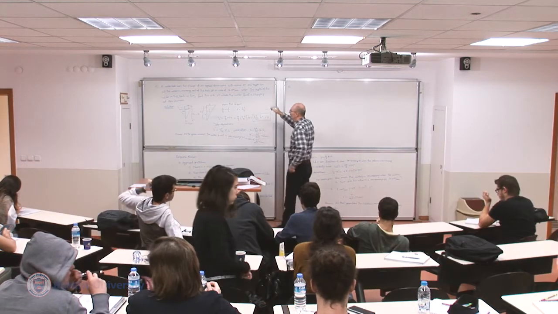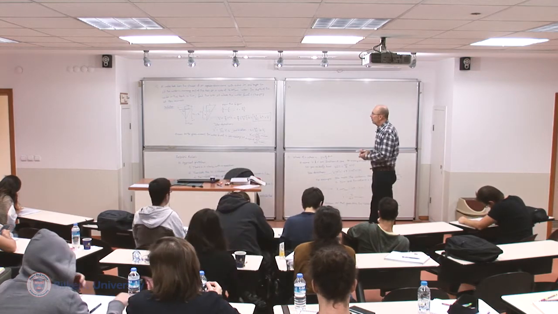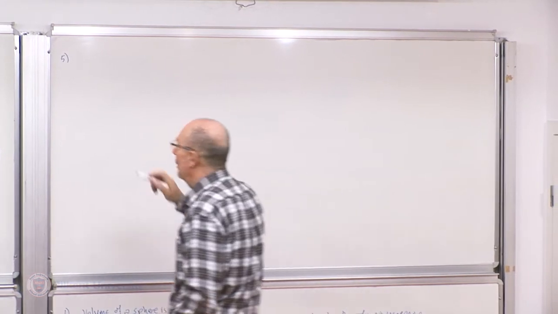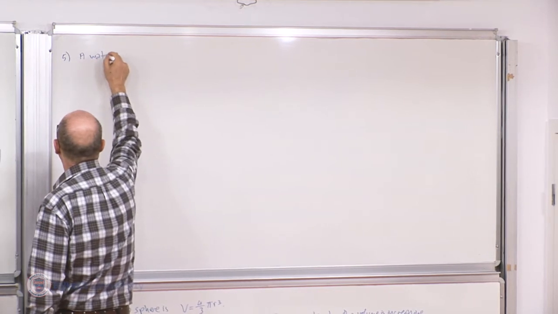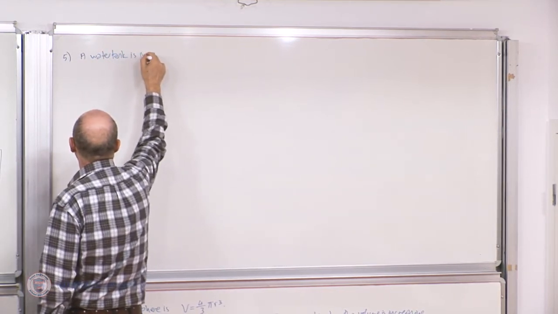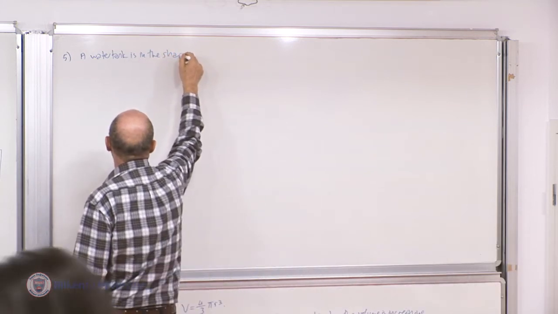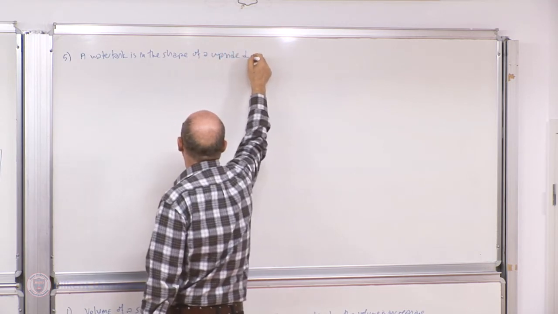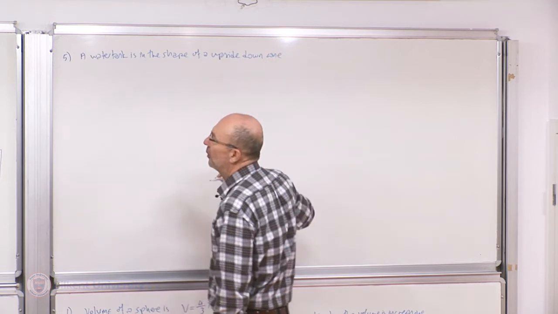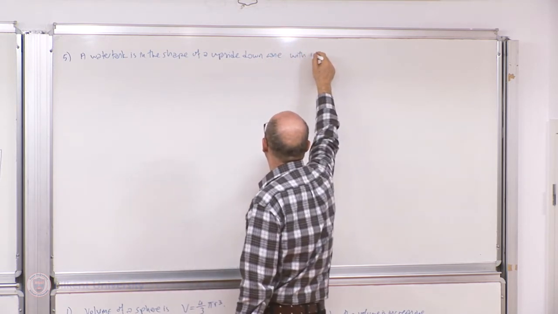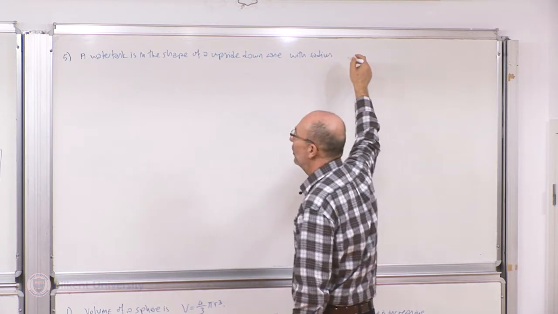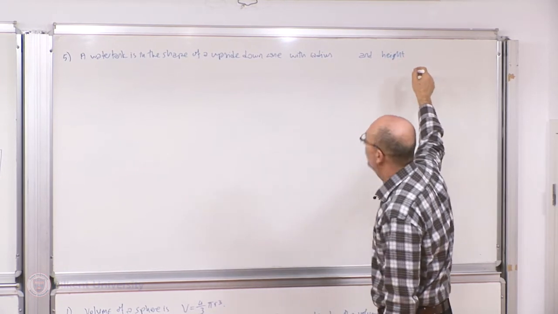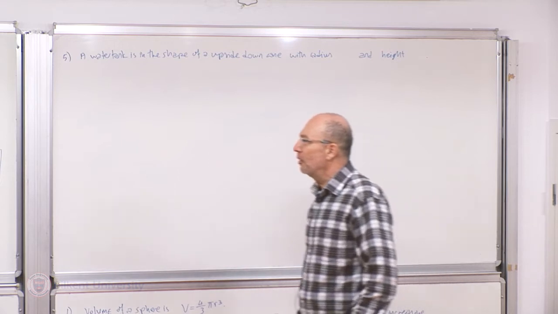Okay, now since these are all word problems, I'll write the same word problem. Let's take the same water tank. A water tank is in the shape of an upside down cone with radius something meter and height something meter. Okay, so I'll ask you for numbers for these.